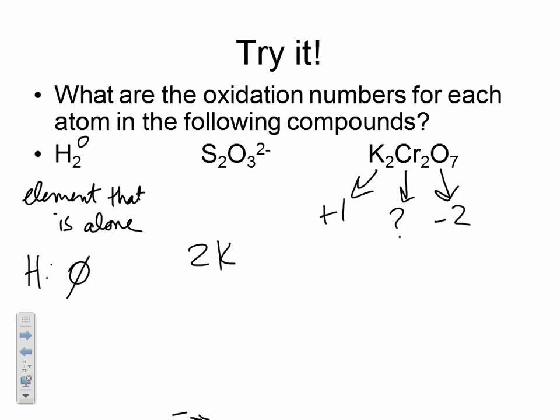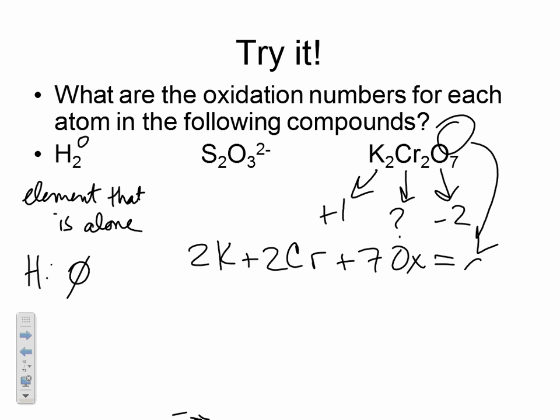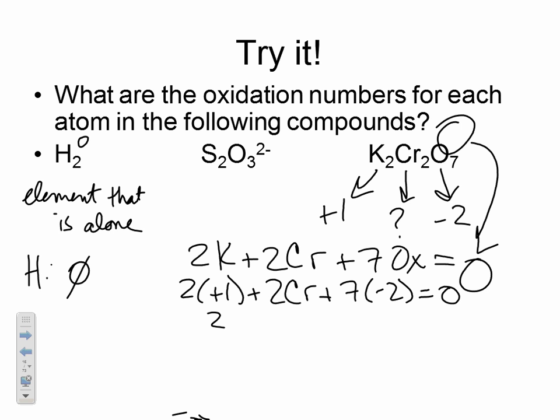So again, I'm going to set up something like the previous one. 2 potassiums, the 2 is coming from the subscript on the K, plus 2 chromiums, again subscript, plus 7 oxygens, and I like to write my oxygen as OX so it's different from 0, is equal to the charge on the compound. Well, what's the charge on the compound? Nothing is written there, so the charge on the compound is 0. It has to add to 0, and then it's just plugging in. 2 times +1 plus the 2 chromiums plus the 7 times -2 for the oxygens is equal to 0. This is 2, this is -14, is equal to 0.